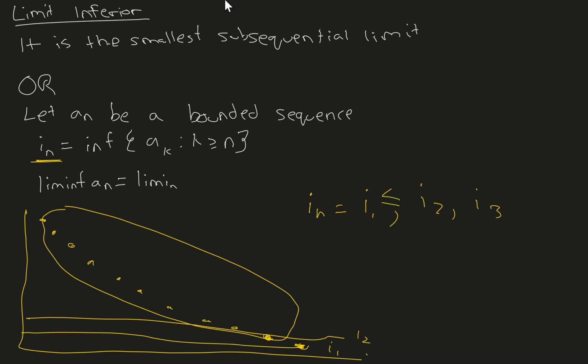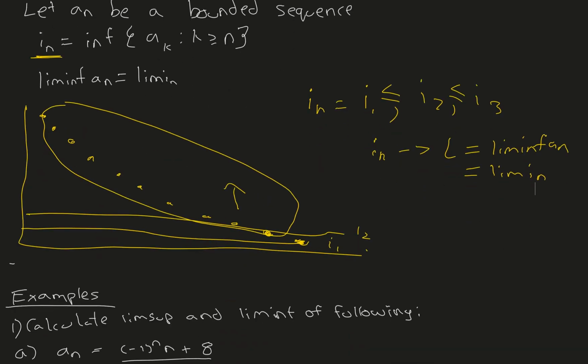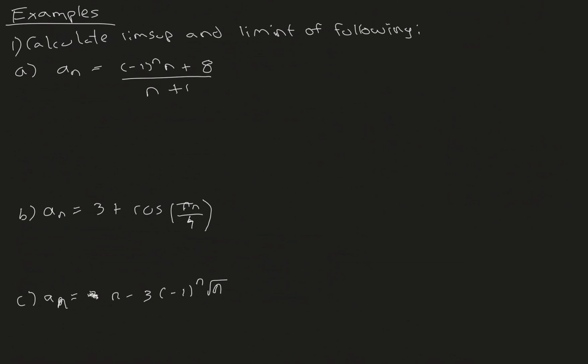I1 is less than or equal to I2, and I2 is less than or equal to I3 as we're going up and up. So we get this sequence I_n is bounded and it's increasing. So by the monotone convergence theorem, it converges. I_n converges to some limit L, and this L is the lim inf of a_n, or it's the limit of this new sequence I_n. So let's take a look at some examples on how to calculate lim sup and lim inf.